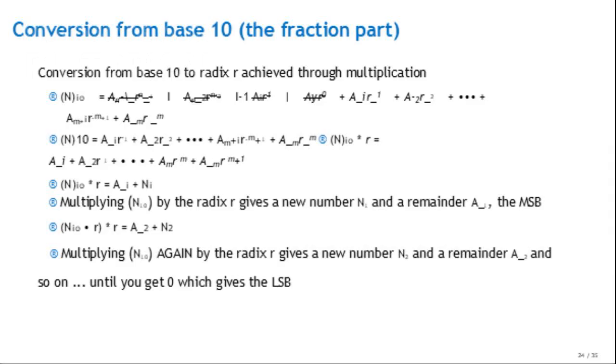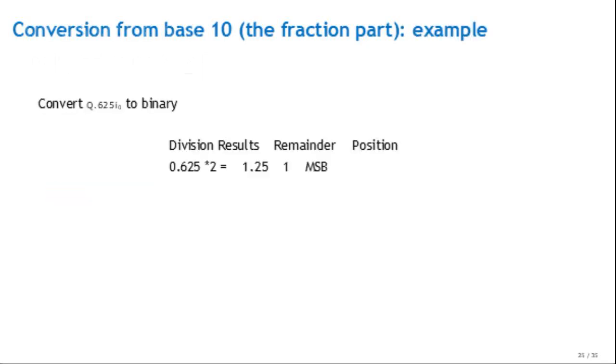Now, let's look at converting the fractional part of a base 10 number to binary. This involves multiplying the fraction by 2 and recording the integer part of the result. In our example, we start by multiplying 0.625 by 2. The integer part of the result is recorded, and the fractional part is used for the next multiplication.